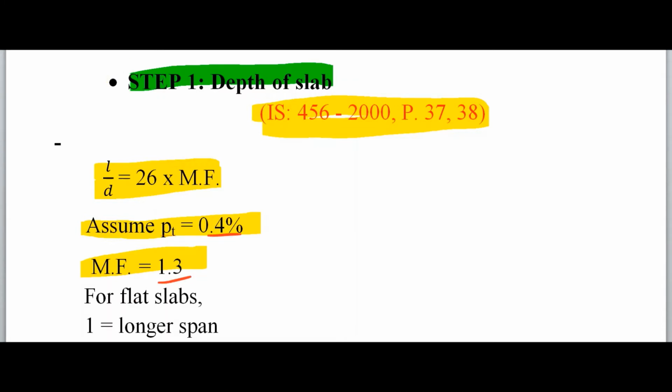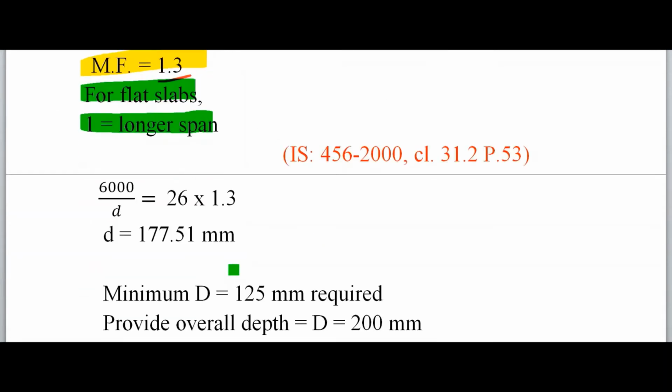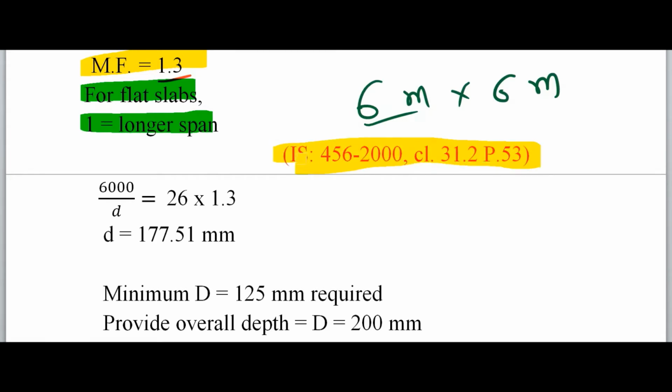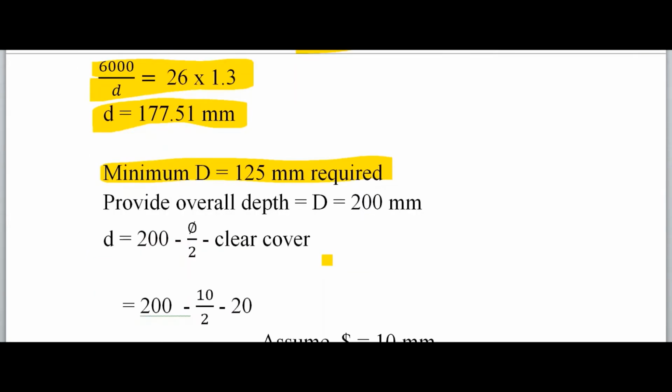So we are going for the flat slab. L is the longer span, but here there is no longer span, all the spans are the same. The longer dimension is the same as the shorter dimension, both 6 by 6 meter. But from IS 456 clause 31.2, page number 53, we solve this equation, and then we found the depth 177.51. So the minimum depth of 125 mm is required, and we provide overall depth capital D equal to 200 mm.